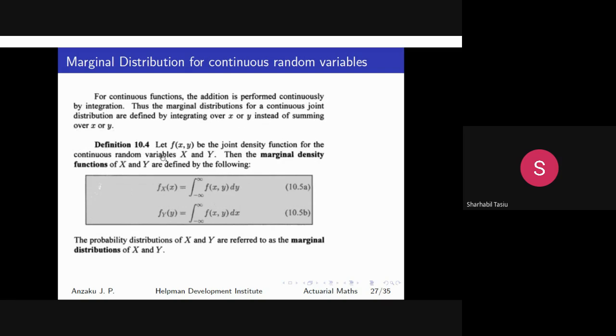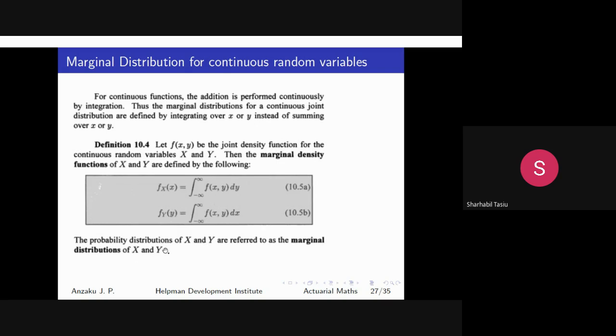Now the definition: let f of x, y be the joint density function for the continuous random variables x and y. Then the marginal density functions for x and y are defined by the following. For x, we have the integral from negative infinity to infinity of f(x, y) dy. Remember how we did that? When we have x here, we have dy here. When we have y here, we have dx here.